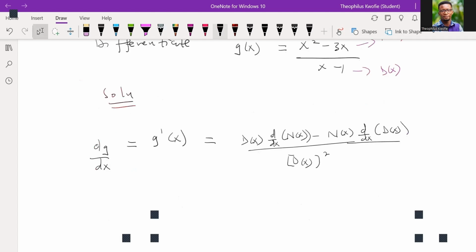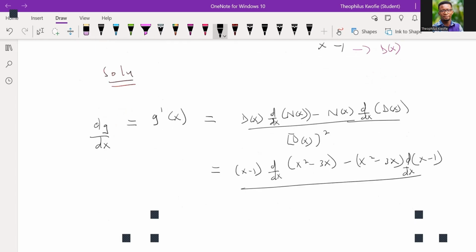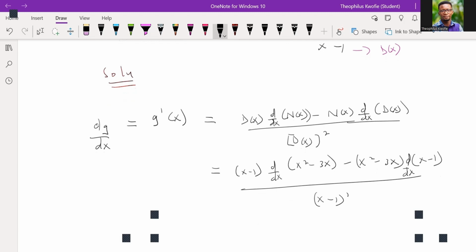By applying the same principle here, we do our substitution, because now we know our n and our d. Our d is x minus 1, and the function we're trying to differentiate is x squared minus 3x. Our n is x squared minus 3x, and then our d is x minus 1, all divided by our d, which is x minus 1 all to the power 2.